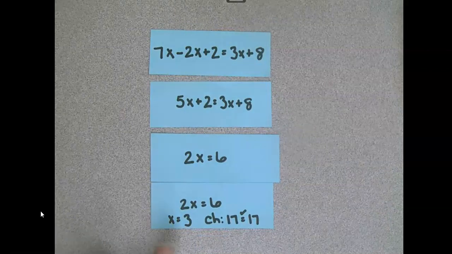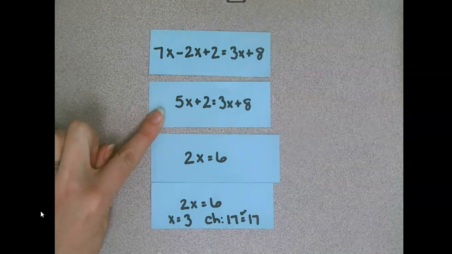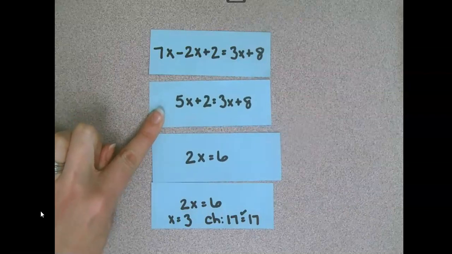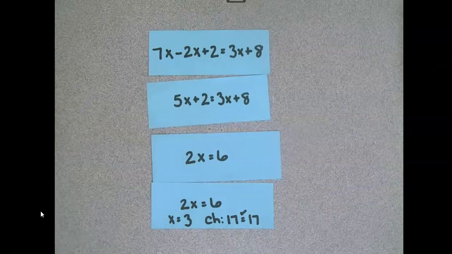And then we would be able to check by plugging it back into our original problem. 5 times 3 is 15, plus 2 is 17 on our left side. 3 times 3 is 9, plus 8 is 17 on our right side. So this ability to combine like terms and to do some mental math will be really helpful as we move into Lesson 7.